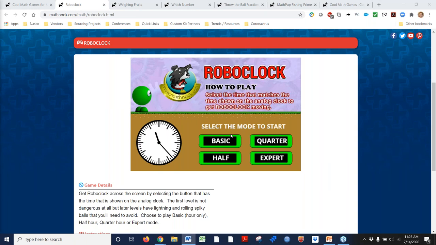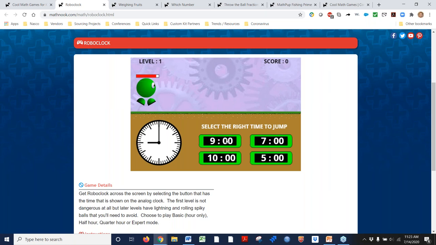So basic is based on the hour, half is using half hours, quarters, and then expert is all of the above. So when we're looking at this, okay, what is 9 o'clock here? Okay, so then we keep moving. What is this, 9 o'clock, 4 o'clock, what is this? And you keep moving through it, and it will kind of switch it up over time.